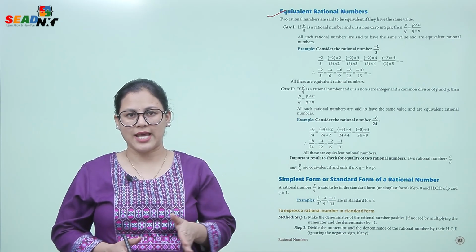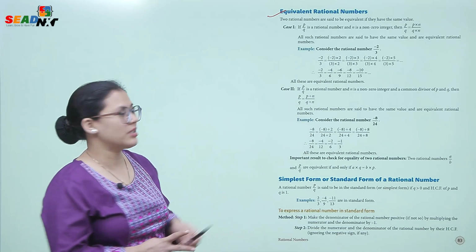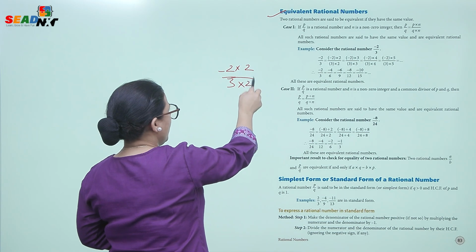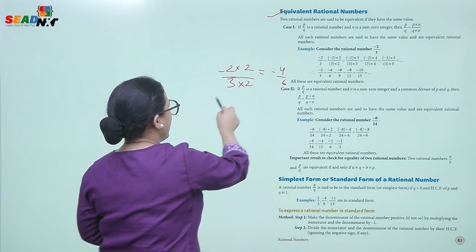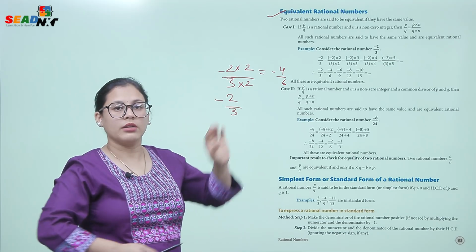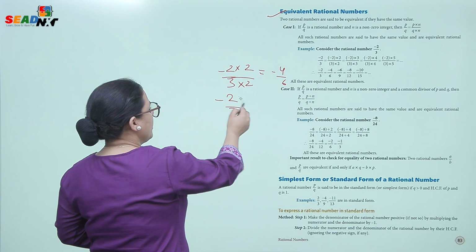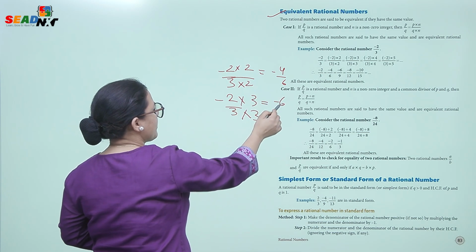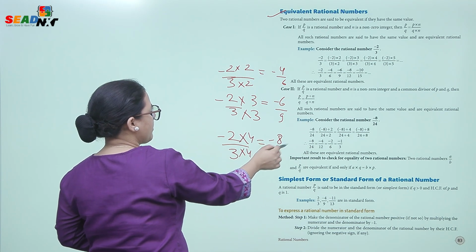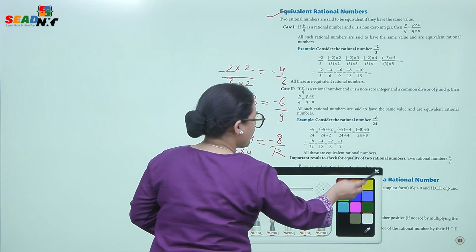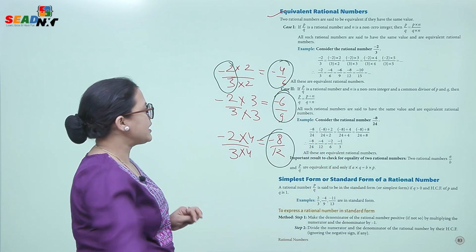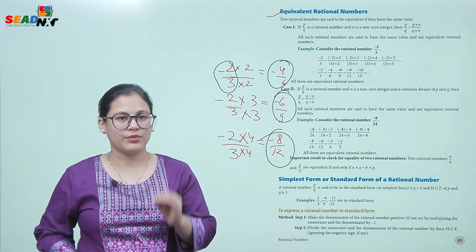Okay. So let's understand this with the help of an example. Consider the rational number minus 2 by 3. Okay. If you multiply 2 by 2 and 3 by 2, we'll get minus 4 by 6. If we multiply the numerator and denominator by the same number, 3 and 3, we'll get minus 6 by 9. If we multiply minus 2 by 3 by 4, we'll get minus 8 by 12. Okay. So all these rational numbers, minus 4 by 6, minus 6 by 9, minus 8 by 12, and minus 2 by 3. All these are what? These are equivalent rational numbers.